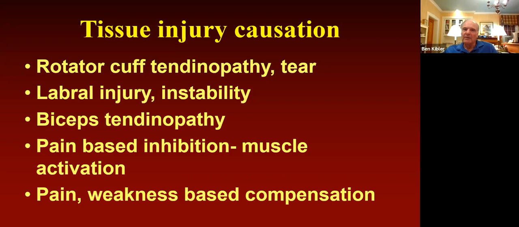Rotator cuff tendinopathy, labral injury, instability in the joint, biceps. The reason these cause problems with the scapula is that there's pain-based inhibition of the muscles, or there's avoidance because of the instability of the rotator cuff problem, so we have some compensations. But they need to be dealt with, because sometimes you can avoid surgery, or at least, if nothing else, you can complete your best outcomes after surgery.